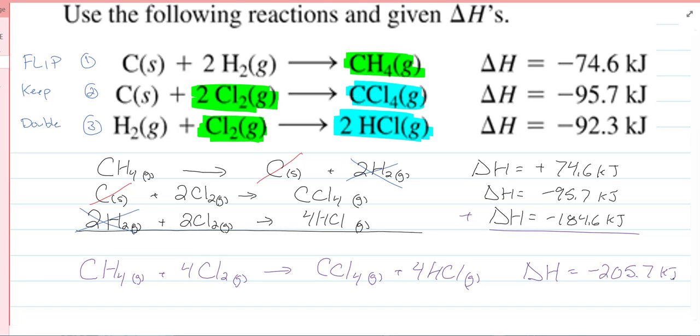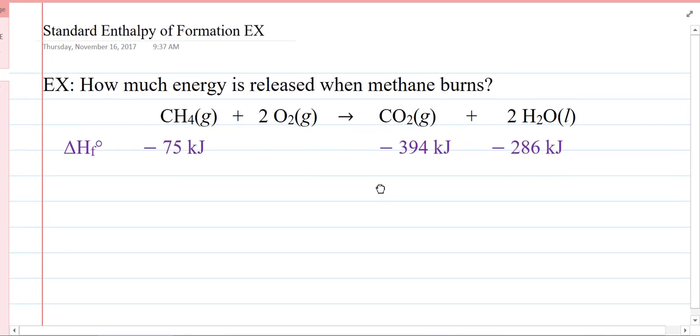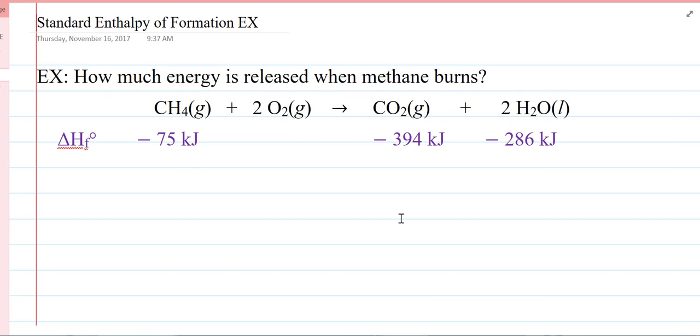That's Hess's law. That's all we're doing, is basically the elimination in chemistry. So we're just taking reactions and manipulating them, adding them up to get what we want. The second way to calculate delta H is standard enthalpies of formation. That's the example. There we go.